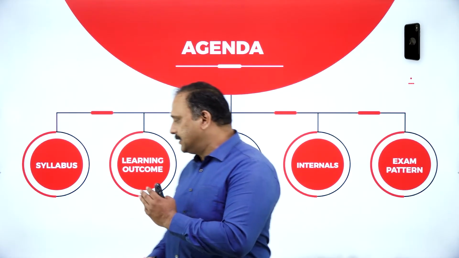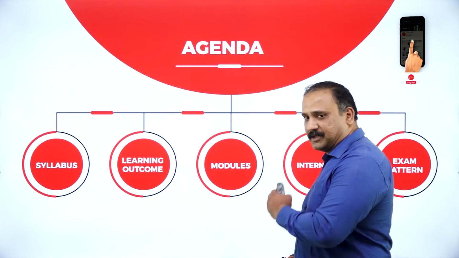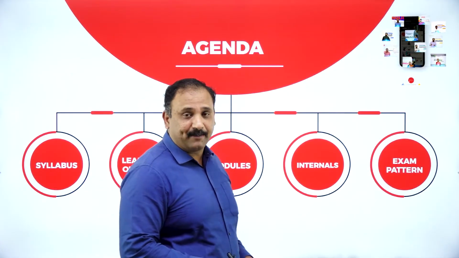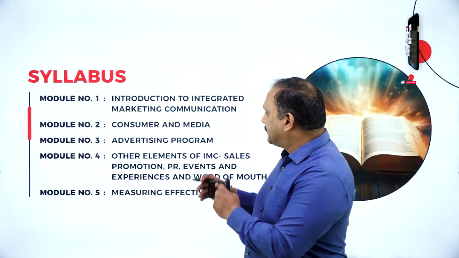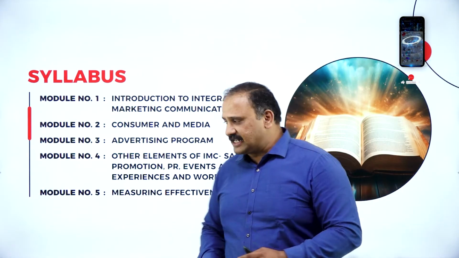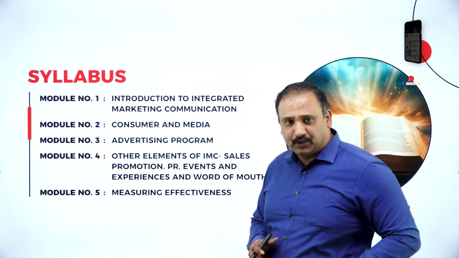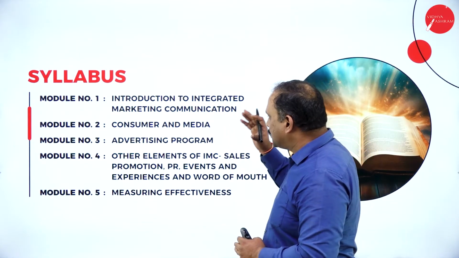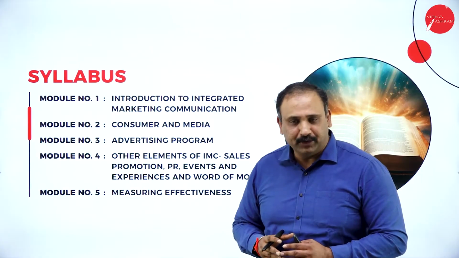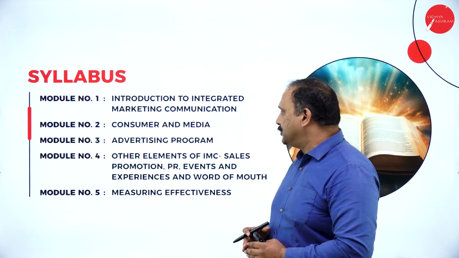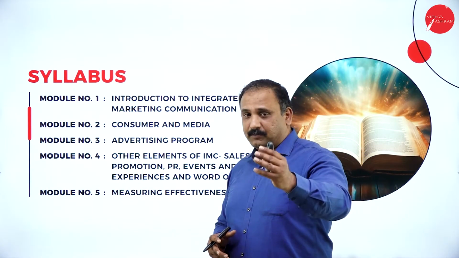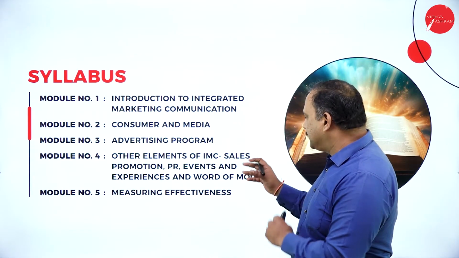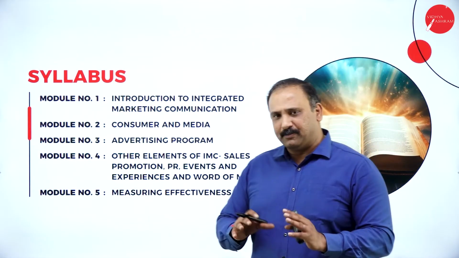We are starting with the syllabus, moving on to the learning outcome, the modules that are coming up, and then we have the internals and the exam pattern. So what is kept in store for us, the syllabus, let's have a look into it. We have 5 modules in this particular subject, starting with module 1, Introduction to Integrated Marketing Communication, followed by module 2, Consumer and Media. Module 3, we have the advertising program. Module number 4, other elements of IMC, promotion and mix.